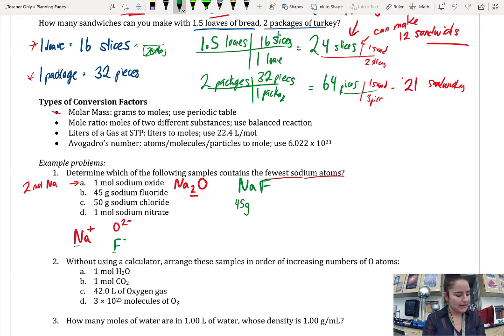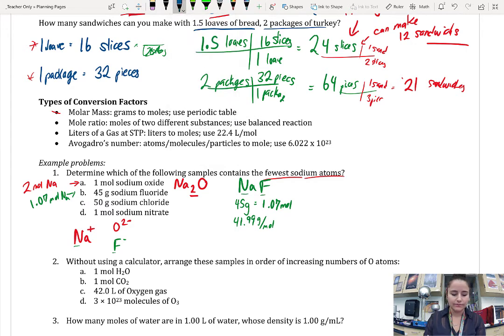So 45 grams, I need to find the molar mass of sodium fluoride, okay, which is 22.99 plus 19.00. Okay, so the molar mass of sodium fluoride is 41.99 grams per mole. Okay, so 45 divided by 41.99, I have 1.07 moles of sodium fluoride. Okay, now that is a 1-to-1 ratio. 1 mole of sodium fluoride means 1 mole of sodium. So I have 1.07 moles of sodium atoms in B.